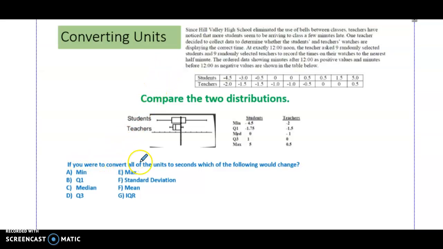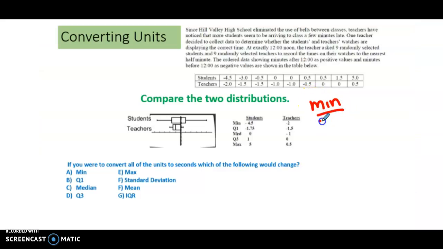All right, now let's just take a minute and talk about converting some units. If you were to convert all of the units to seconds, which of the following would change? This is now all in terms of minutes. So which would change if I converted this all to seconds? Would the minimum change, the quartile one, the median, the Q3, the max, the standard deviation, the mean, or the IQR? Which of those would change? All right, so our minimum is going to change, because basically we're multiplying all of these by 60.